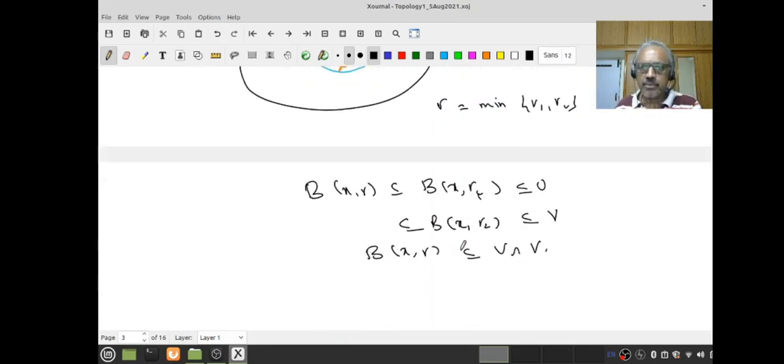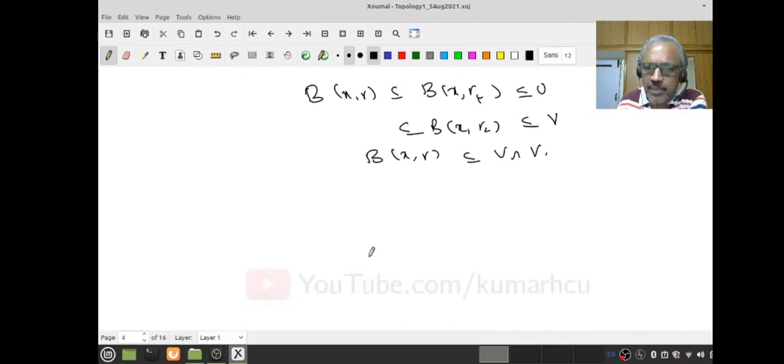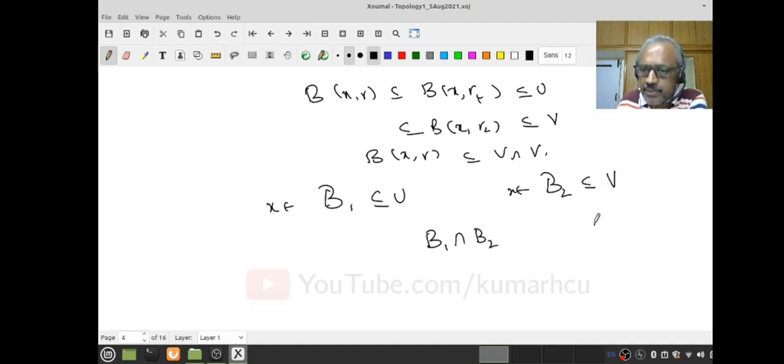But I want you to pay attention to the proof. How did we see that? Let's not worry about r1 and r2. Call B1 as B(x, r1) and B2 as B(x, r2). Then what I know is x belongs to B1, which is contained in U, and x belongs to B2, which is contained in V. Then I looked at B1 intersection B2. If I know there is another open ball B so that x belongs to B, and B is contained in B1 intersection B2, then I have proved the result. Pause, review.